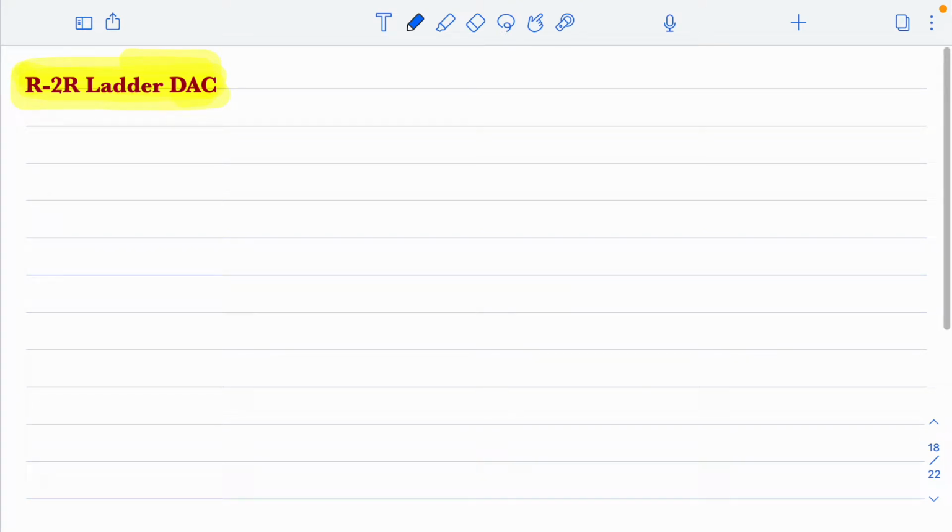So we are discussing different architectures of digital to analog converter, and we discussed in detail the resistor string DAC, with the non-linearity and the errors which can come in the resistor string DAC. Today we will see another DAC which is called the R2R ladder DAC.